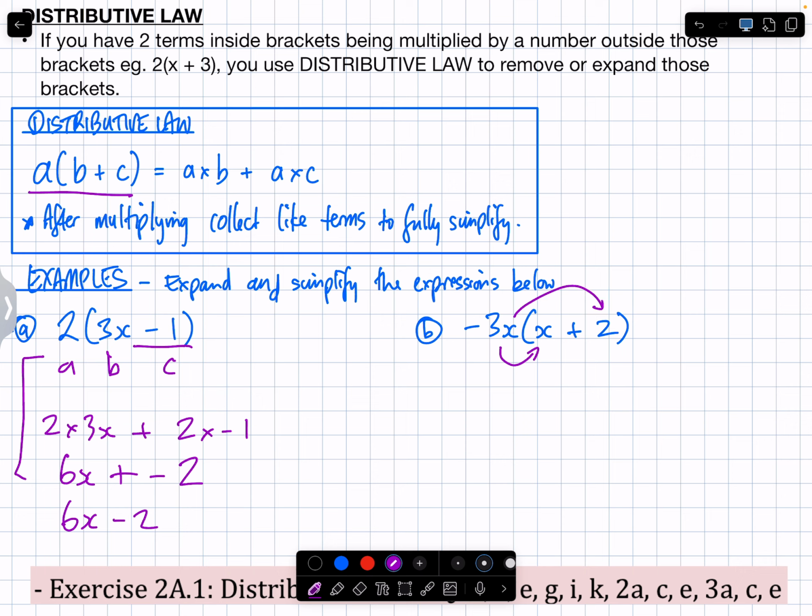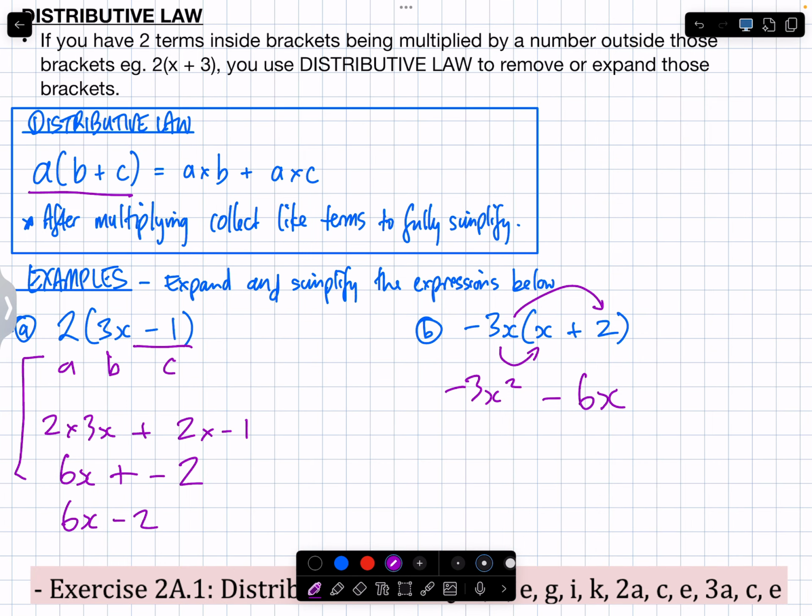What's -3x times by x? Take your time. No idea? What's -3x times by x? Yes? Is it -3x squared? Good. And what's -3x times by +2? -6x. Well done.